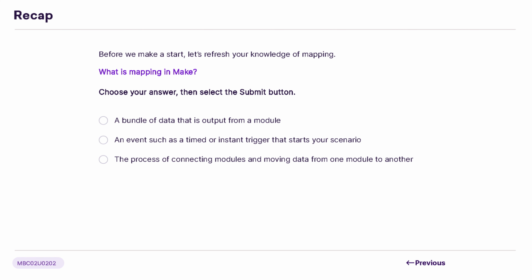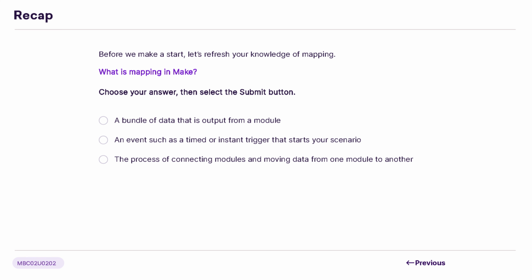Before diving into new concepts, let's take a moment to revisit the idea of mapping in Make. Mapping is essentially the backbone of how modules communicate with each other in a scenario. Think of it as a bridge that allows data to travel from one module to another, ensuring that information flows smoothly and accurately where it's needed.